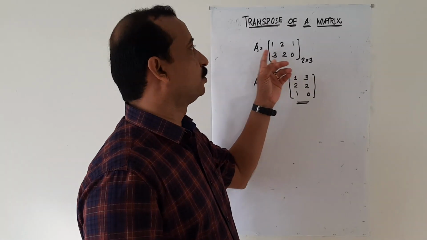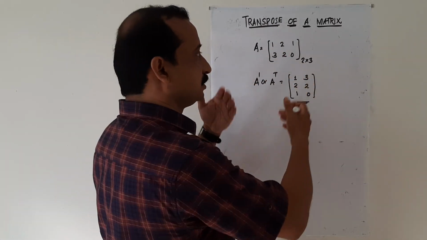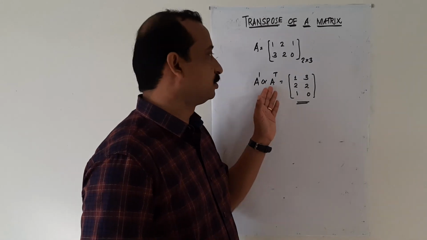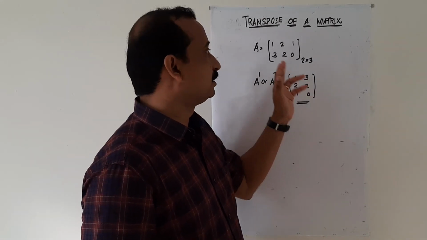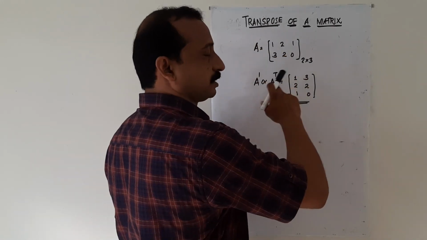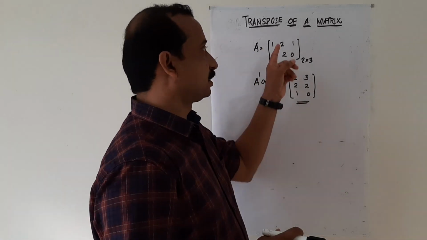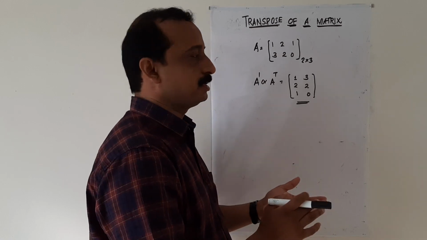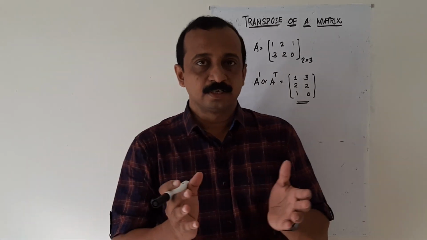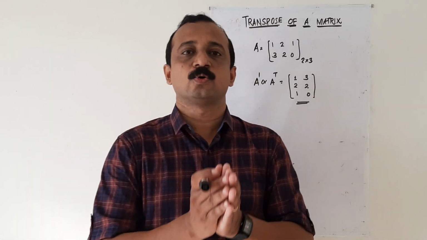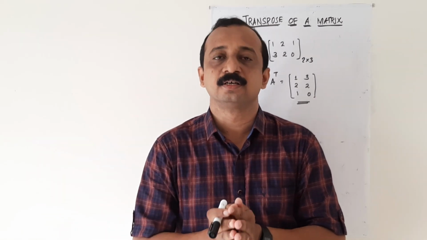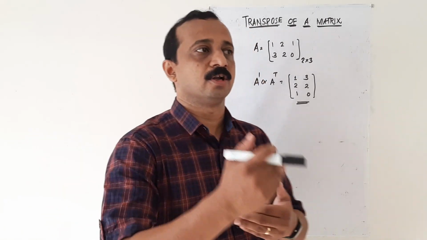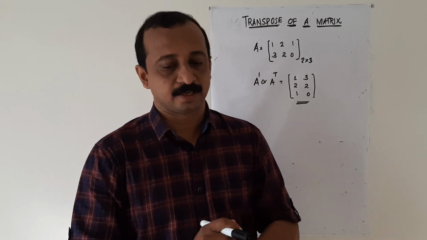Here the matrix A is equal to [1, 2, 1; 3, 2, 0]. Interchanging rows and columns, we get A dash, or A raised to T, equal to [1, 3; 2, 2; 1, 0]. Each column is written in row form. That is called the transpose. It's a very simple portion. Transpose means interchanging rows and columns of a matrix. Row and column interchange is the process of transpose.